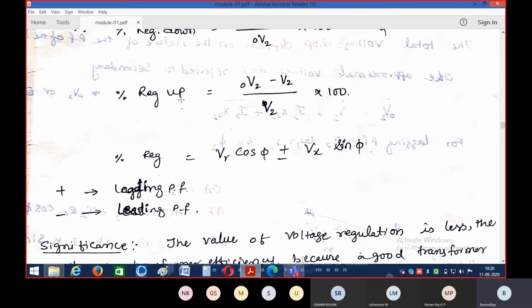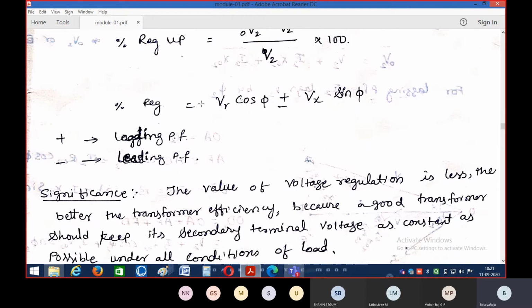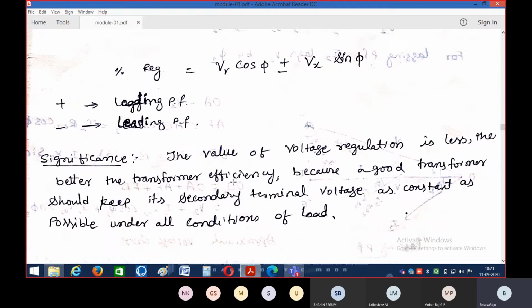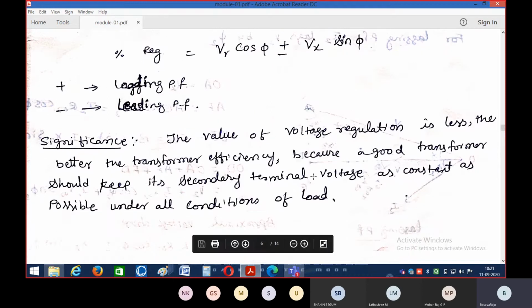But if you have it as minimum as possible, then we can say the performance of that particular device is as good as possible. So the regulation is always to be as minimum as possible. The lower the value of voltage regulation, the better the transformer and the transformer efficiency, because a good transformer should keep its terminal voltage as constant as possible for all load conditions.